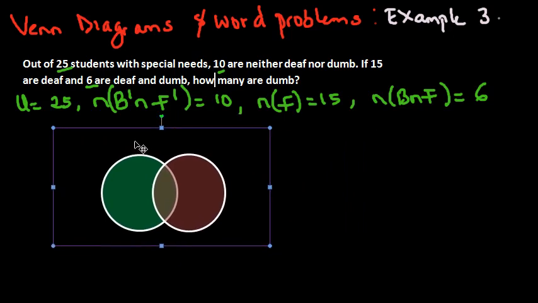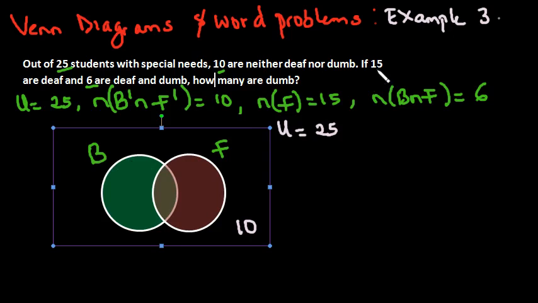So now I have a Venn diagram here. Let me represent this with dumb and this with deaf. So our universal set U equals 25, the totality of all. So we have the number of people who are neither dumb nor deaf, that's 10. Complement is usually outside of the two shapes, but inside the universal set, because they are students with special needs, but they are neither deaf nor dumb.